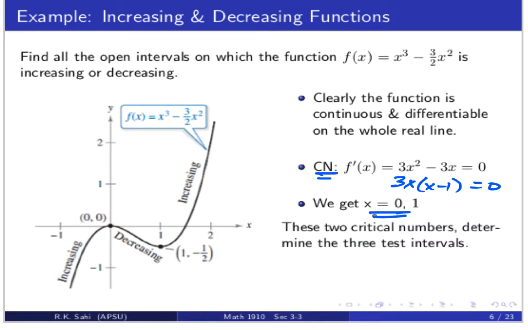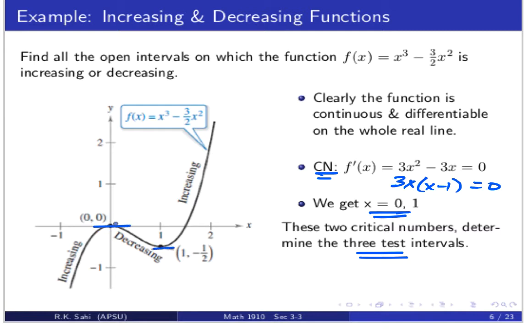Now remember, these two critical numbers determine the three test intervals. The critical numbers will tell us what the test intervals are. And also notice, as these are critical numbers, from the graph we can see that we have a horizontal tangent line at 0.